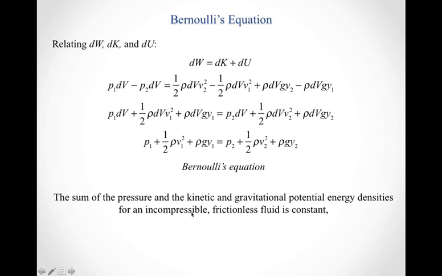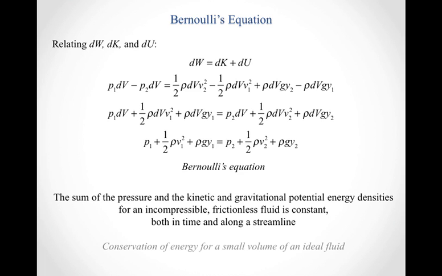So that if I have an incompressible frictionless fluid, so an ideal fluid, the sum of the pressure plus the kinetic and gravitational potential energy densities is constant, and that's true both in time and along a streamline. So you can think about this as Bernoulli's equation says that this is true in time and if you pick the right way to keep track of what's going on in space. Effectively, Bernoulli's equation is conservation of energy for a small volume, our tiny little volume of an ideal fluid.